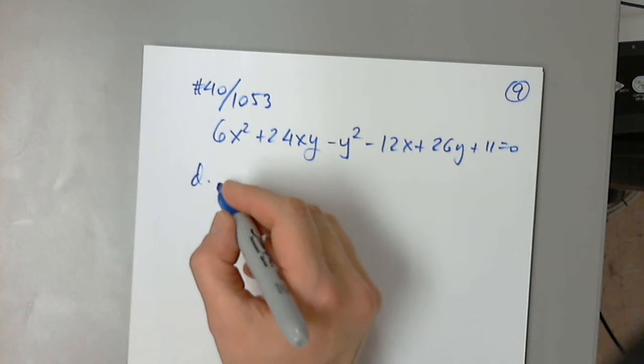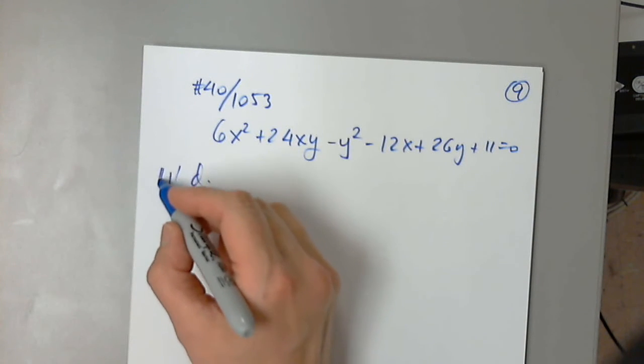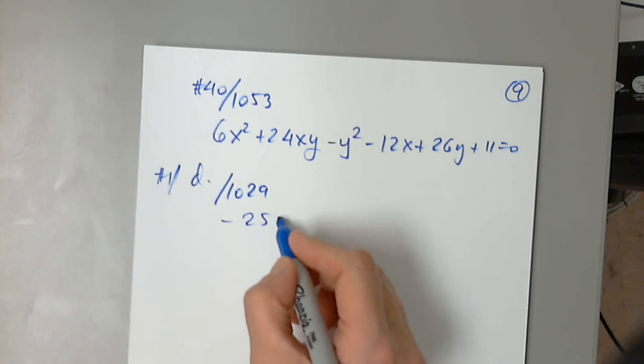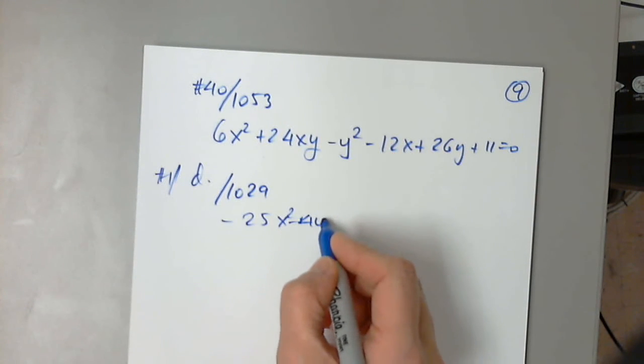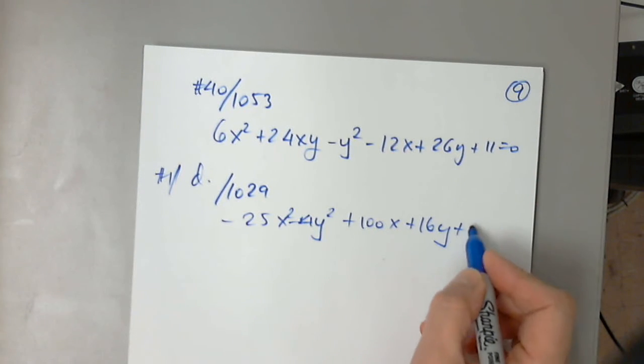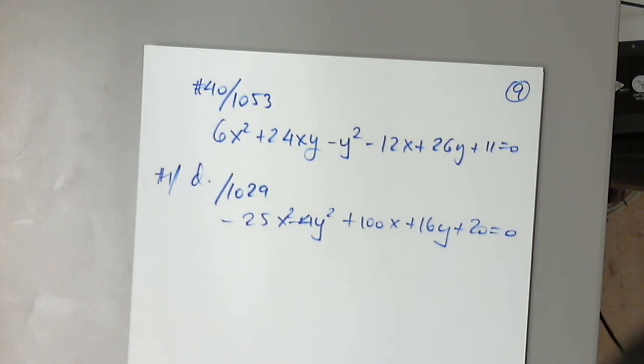This is example 1 on page 1029. Negative 25x squared minus 4y squared plus 100x plus 16y plus 20 equals 0. So this is a clean cut. Okay, so I see here a term with x squared and a term with x. I also see a term with y squared and a term with y. So I have to look at these terms.